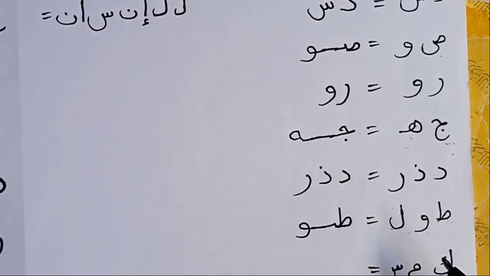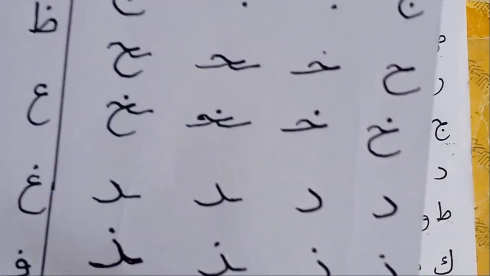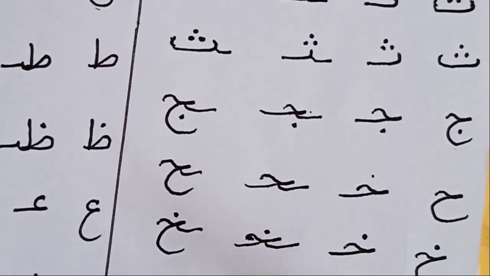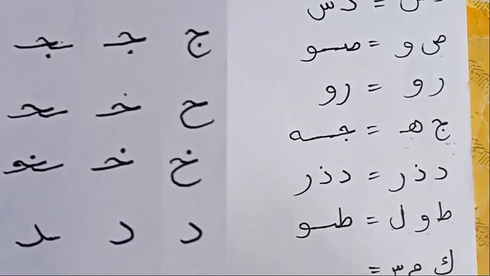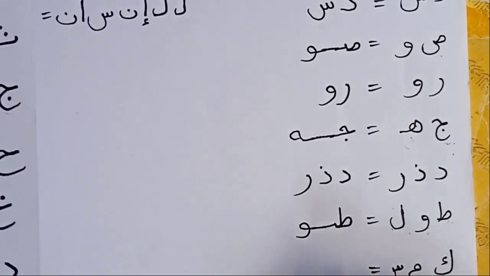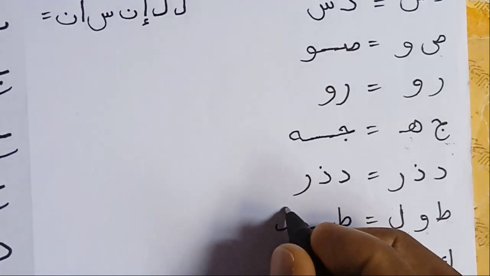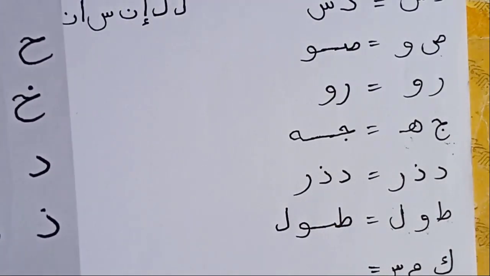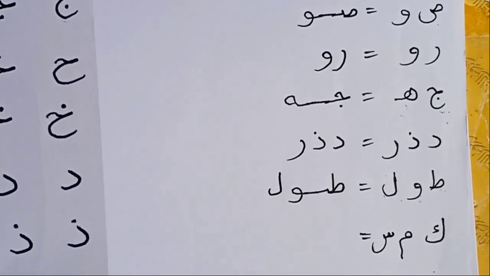So since the lam is not going to join with the wow, then we will write it alone. So we choose the lam that stands alone. And the lam that stands alone is the way it is, which is that. Okay, and that's as we join the way you see it.